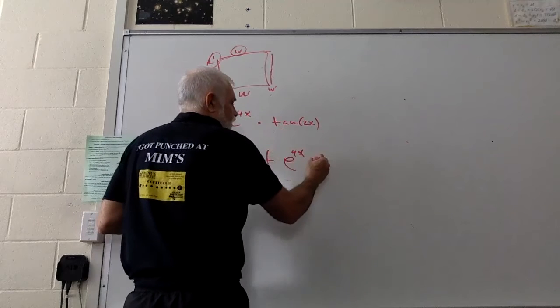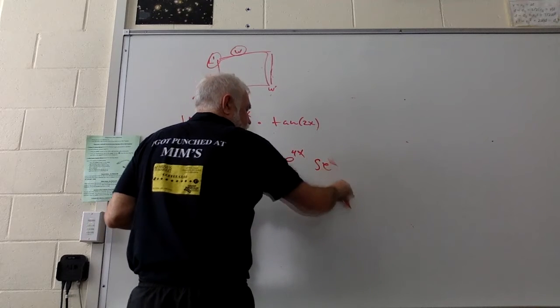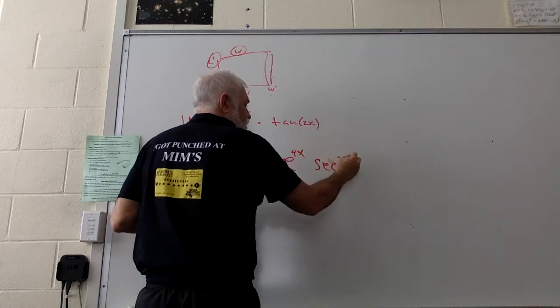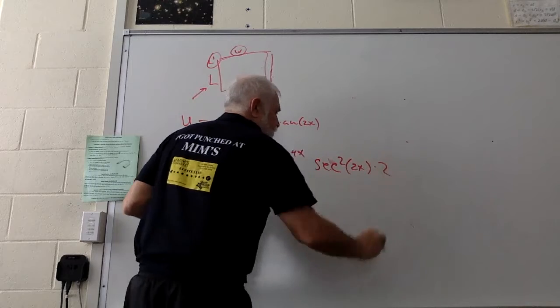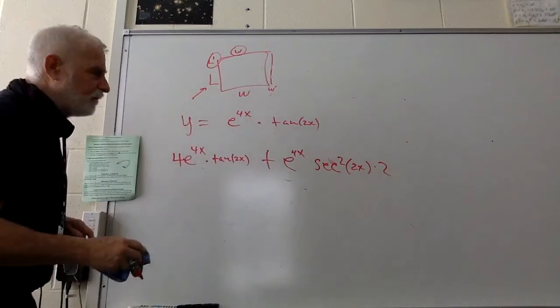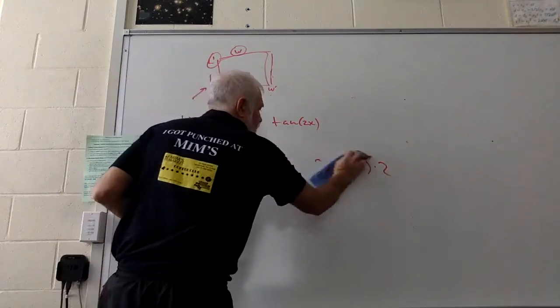So tan is secant squared of 2x times 2. Okay, I believe that's the fourth one we've done. All right, fifth.